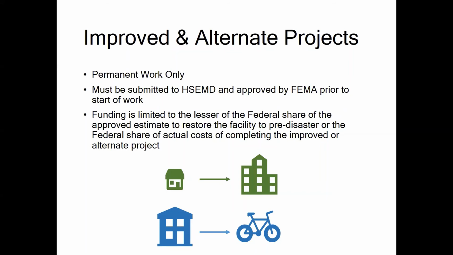In some cases, an applicant may determine that the public welfare is not best served by restoring the function of a damaged facility. When this occurs, the applicant must obtain FEMA's approval prior to the commencement of work to apply PA funding toward a different facility or facilities. FEMA refers to this as an alternate project. For more information regarding improved and alternate projects, see Chapter 8 of the POPG.